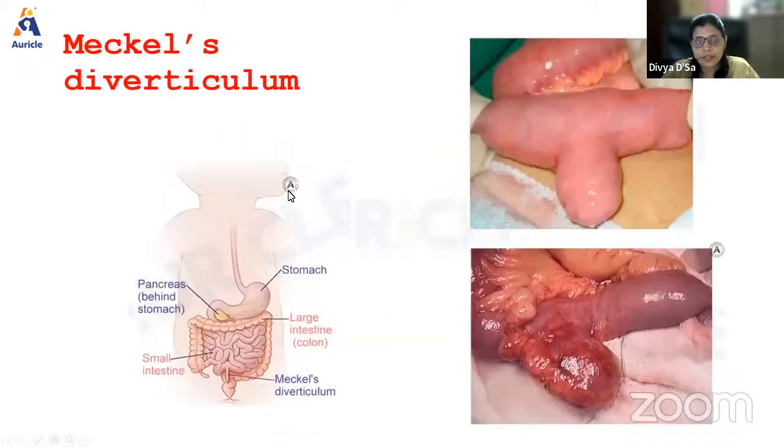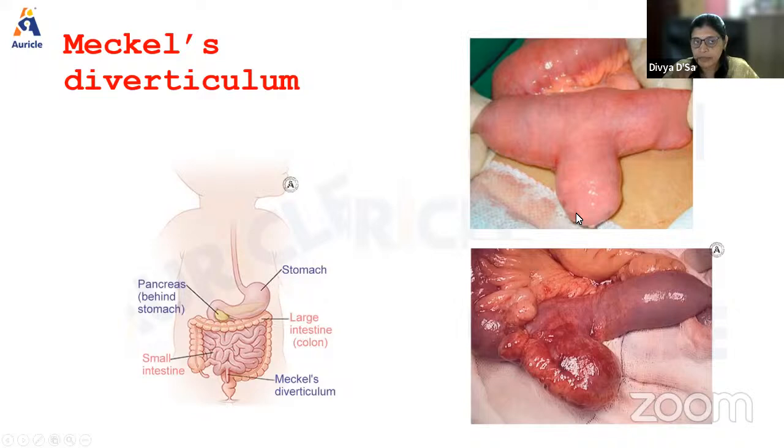So here, one of the common and among the applied aspects, what you have to write is about Meckel's diverticulum, which is a very common condition which we see here. So what is this Meckel's diverticulum? If you see here, it is a blind pouch which arises from the anti-mesenteric border, meaning the border where the mesentery is not attached. So from the anti-mesenteric border it arises.